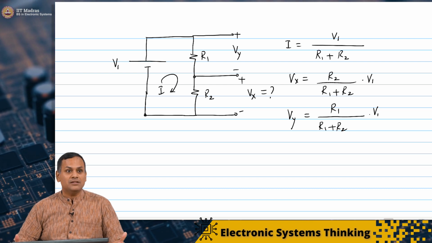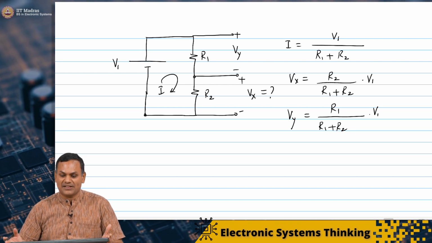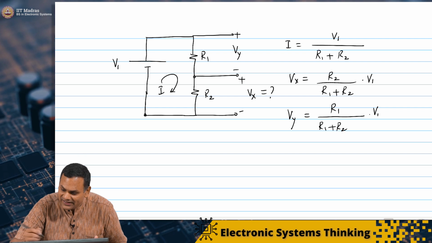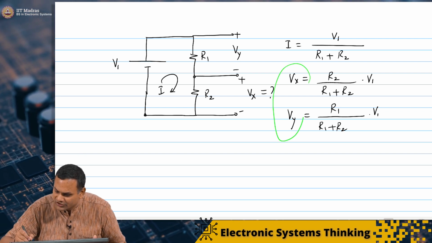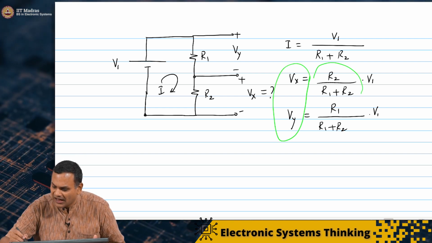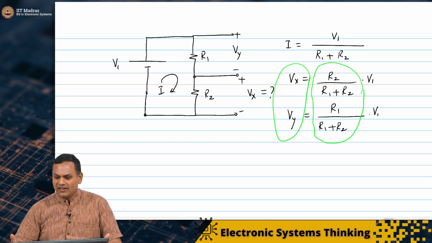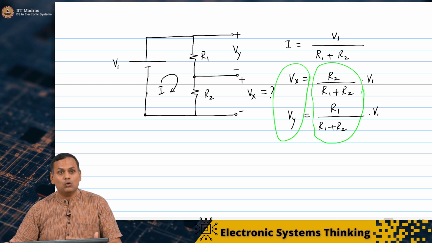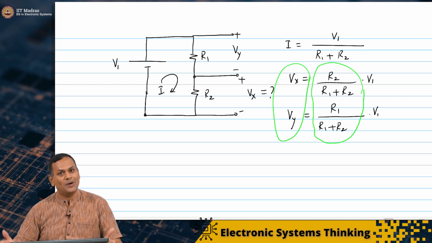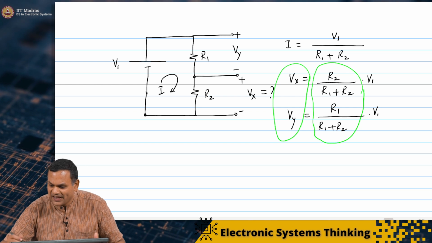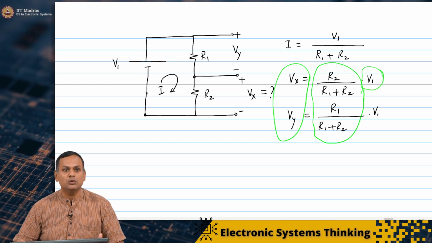What is V1? V1 has to be equal to Vy plus Vx. Clearly, the sum of these two voltages is nothing but R2 by R1 plus R2 plus R1 by R1 plus R2, which is R1 plus R2 over R1 plus R2, which is just 1. So, the sum of Vx plus Vy is simply equal to V1.